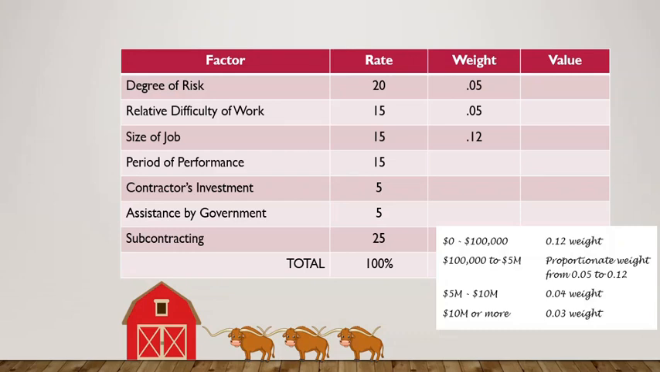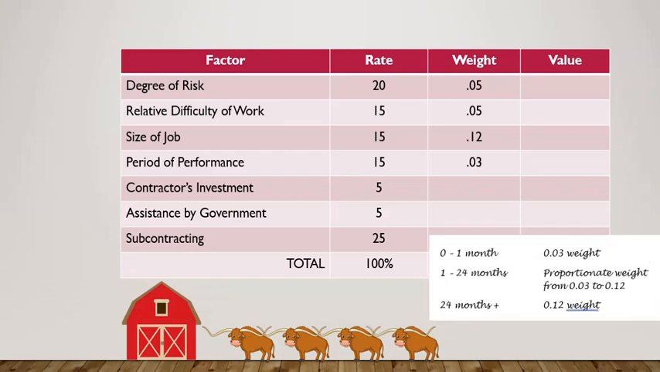Alright, now we got to figure out the POP, or the period of performance, for this old job. This one has a pretty straightforward answer as well. I reckon it's going to take us about a month to build this barn. So we'll give this one a weight of 0.03 based on the scale provided here.